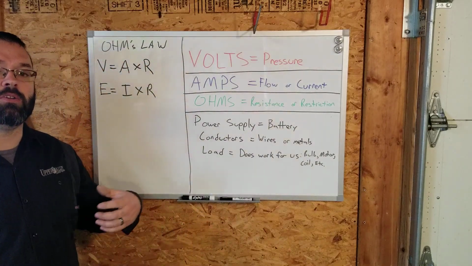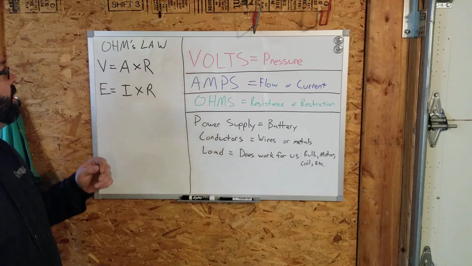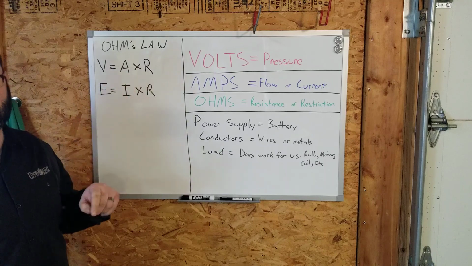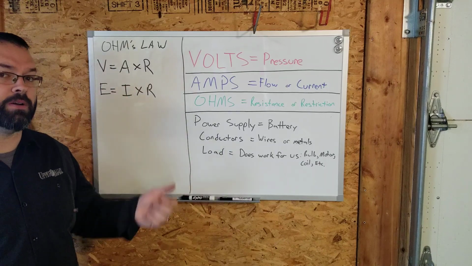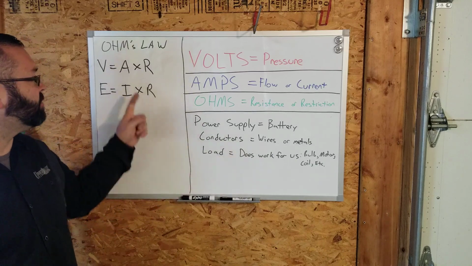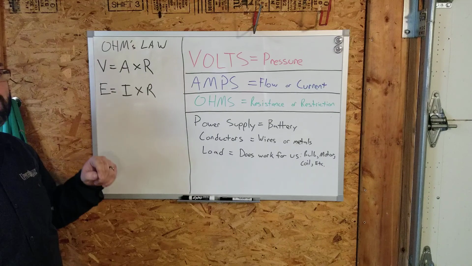If we start talking Ohm's Law, we're going to get into just a little bit today, and we'll get into it more later. Ohm's Law states that volts equal amperage times resistance. Just like with the garden hose, if I restrict the end of the hose, amperage goes down. So my restriction went up, my amperage went down, and volts still stayed the same.